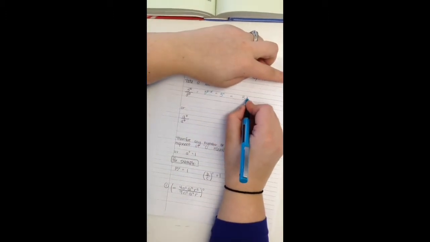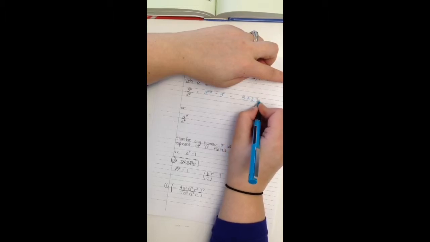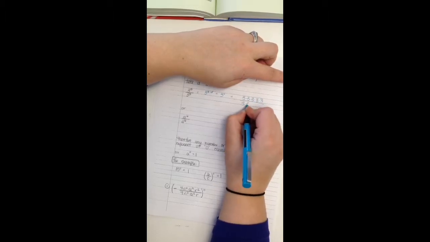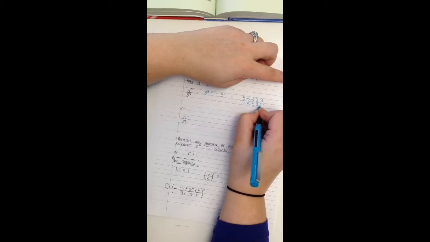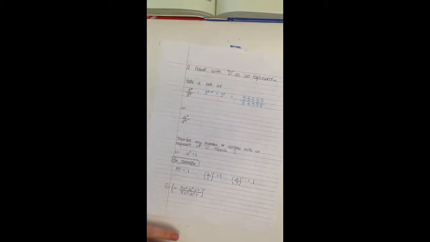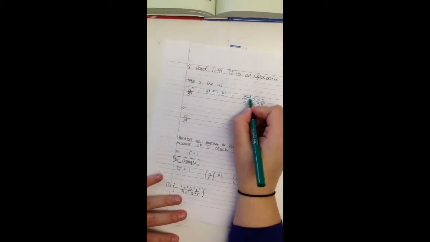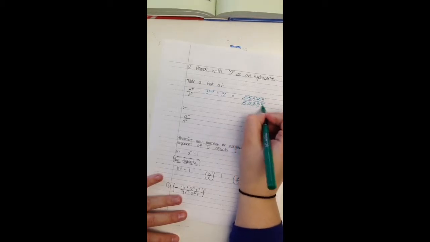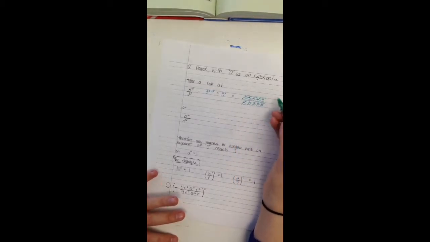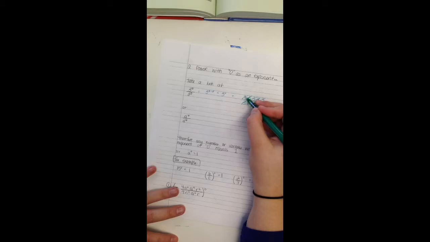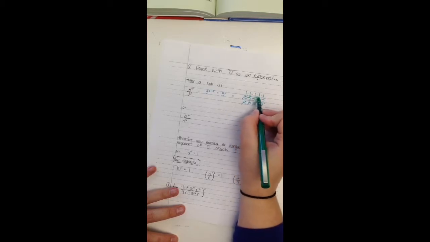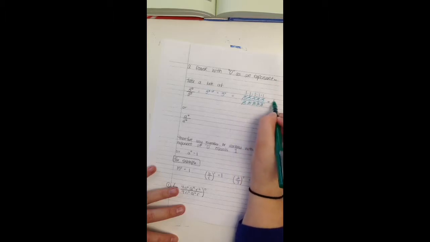I get 3 times 3 times 3 times 3 times 3, all over 3 times 3 times 3 times 3 times 3. So let's see. I can cancel out each of these, but I don't just get 0. If I say 3 divided by 3, I get 1, and that's true for each pair. 1 times 1 times 1 times 1 times 1 is just 1.